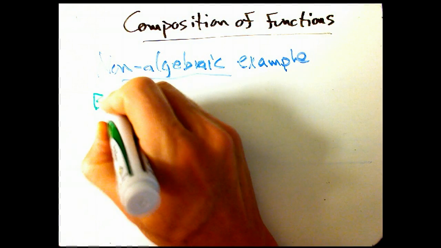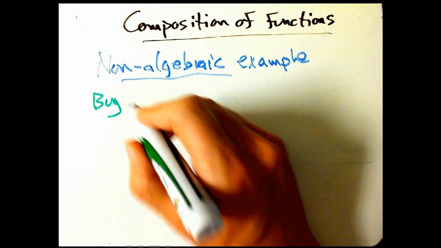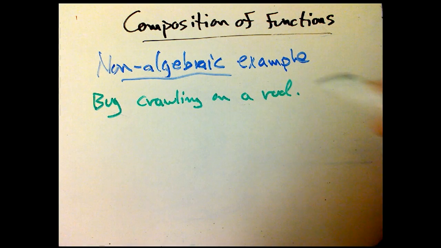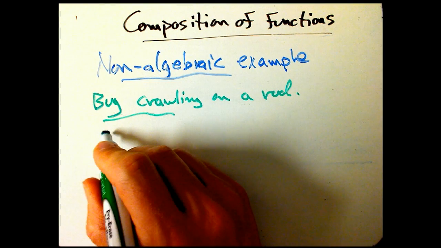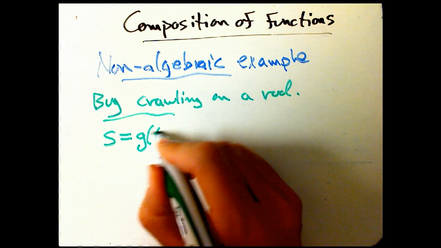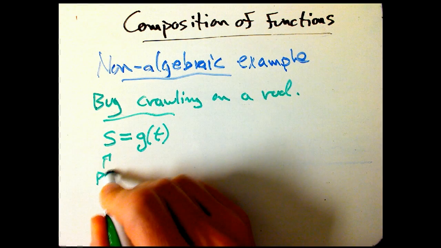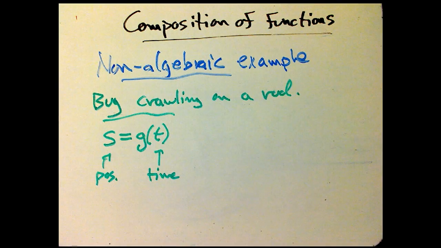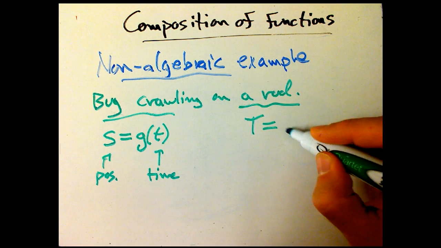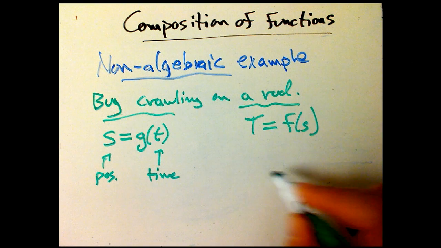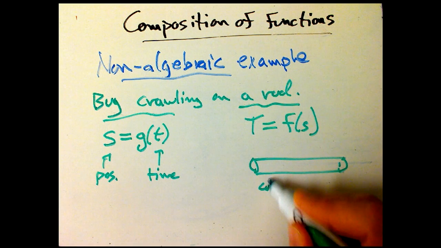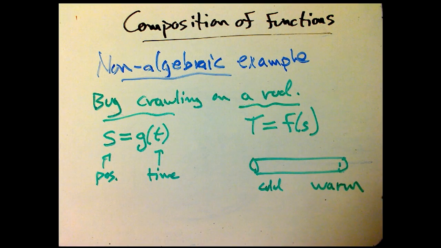I have a bug crawling on a rod, and so the bug crawling, that has a position function, and let's say the position s is g of little t, the time. That's our standard kind of example, especially in calculus situation. Position is a function of time. And then the rod, let's say, it has some warm and cold spots, and its temperature, big T, is a function of the position. So here's the rod, and maybe it's cold over here and warm over here.